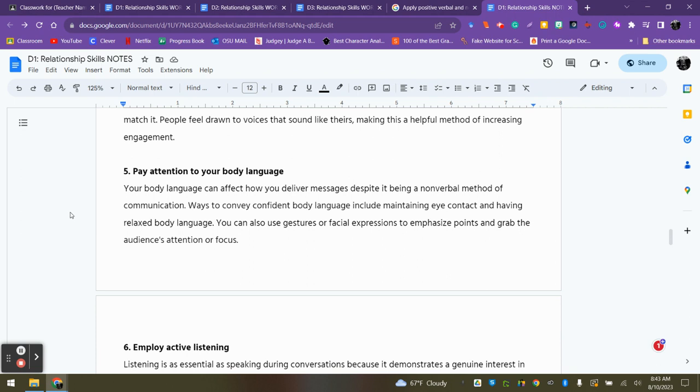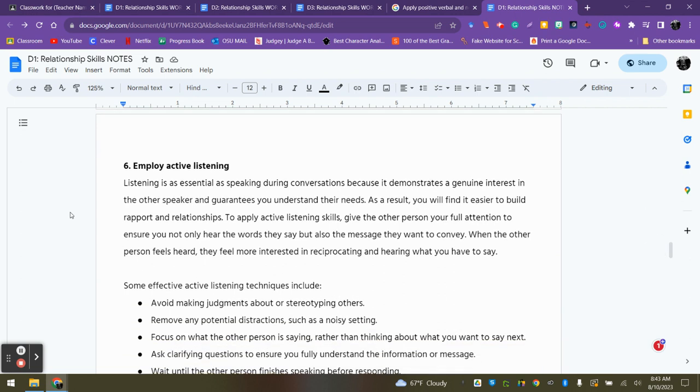5. Pay attention to your body language. Your body language can affect how you deliver messages despite it being a nonverbal method of communication. Ways to convey confident body language include maintaining eye contact and having relaxed body language. You can use gestures or facial expressions to emphasize points and grab the audience's attention or focus.